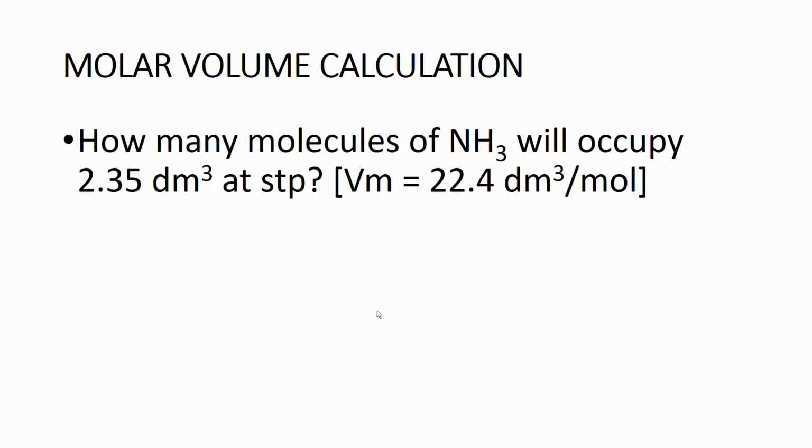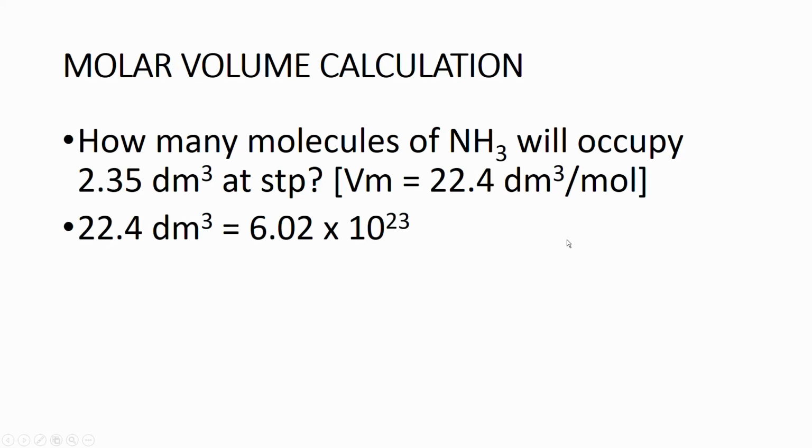How many molecules of ammonia will occupy 2.35 decimeter cube at STP, given that molar volume is 22.4 dm cube per mole? Again, we know that 22.4 dm cube of a gas will contain 6.022 times 10 raised to the power 23 particles or molecules.